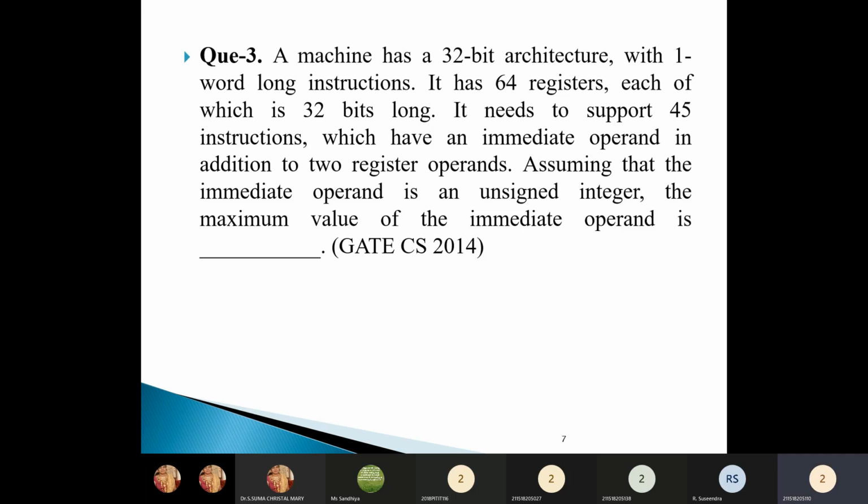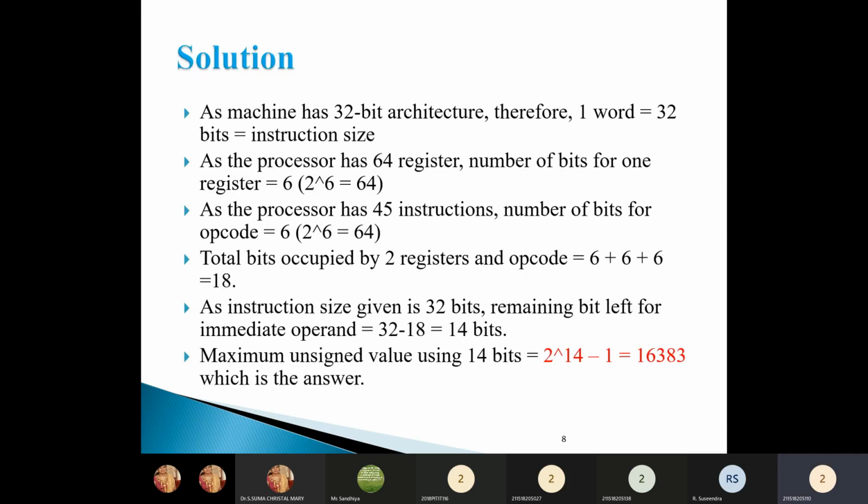As the machine has 32-bit architecture, one word is equal to 32 bits, which is the instruction size. As the processor has 64 registers, this is directly from the question, the number of bits for one register is 6. As the processor has 45 instructions, the number of bits for opcode is 6. So total bits occupied by two registers and opcode will be 18, as 6 plus 6 plus 6 is 18.